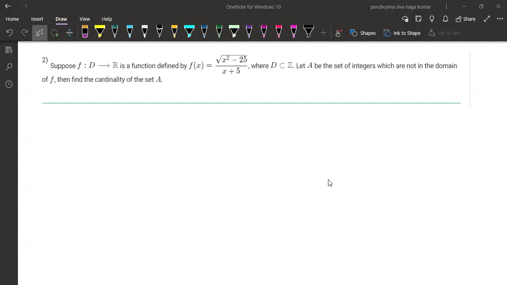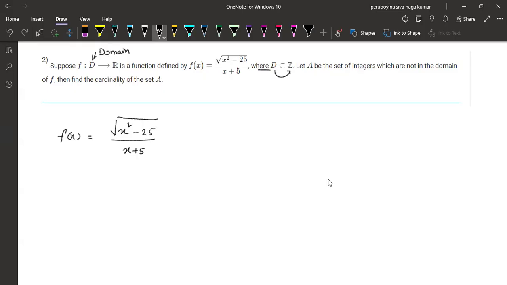Suppose f from D to capital R. D stands for domain, and R is a range actually. And of course, this R indicates the real number system. f is a function defined by f of x is equal to square root of x square minus 25 divided by x plus 5, where D is a subset of Z. So Z means the set of integers. Domain, that means only integers exist in this D.